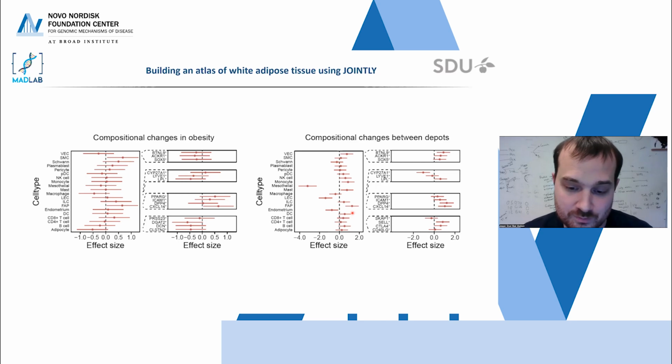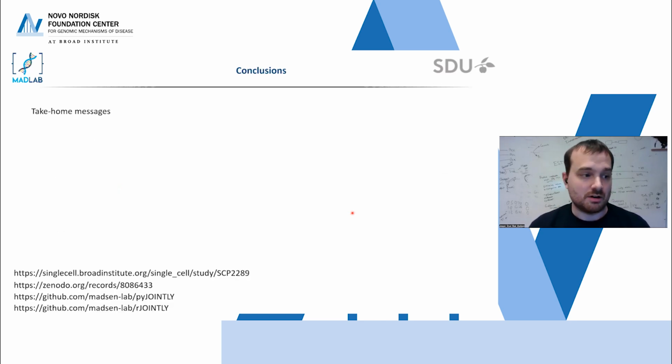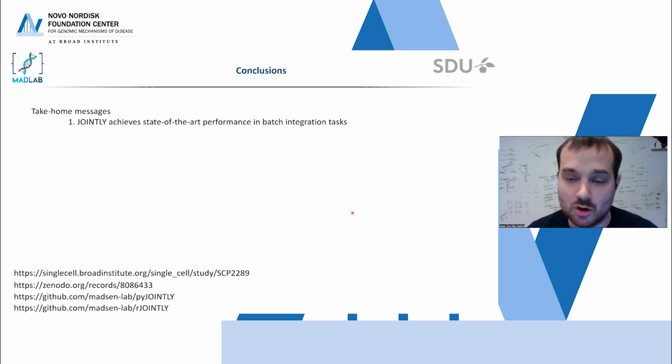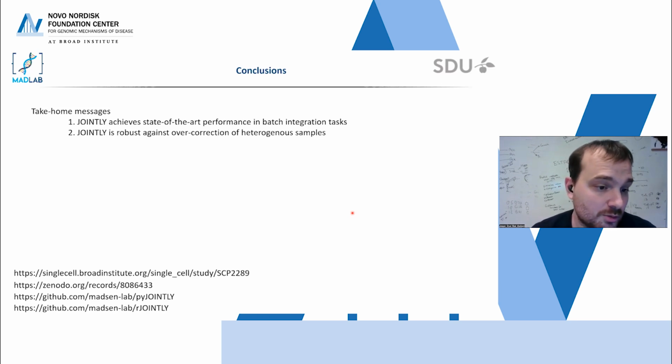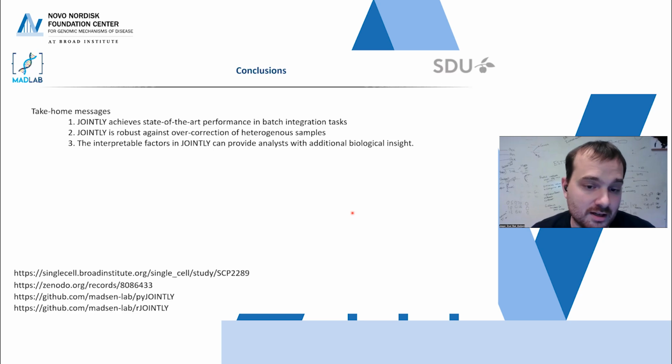subcutaneous adipose tissue. So, just to round off the take-home messages, I hope that I've convinced you that jointly can achieve state-of-the-art performance in batch integration tasks, and that it is also robust against overcorrection of heterogeneous samples. That could be multi-conditional, multi-sample conditions, such as having a cohort of healthy and sick individuals. And I think that the interpretable factors in jointly can provide the analysts with additional biological insight.